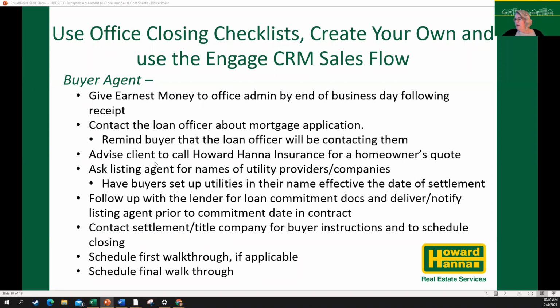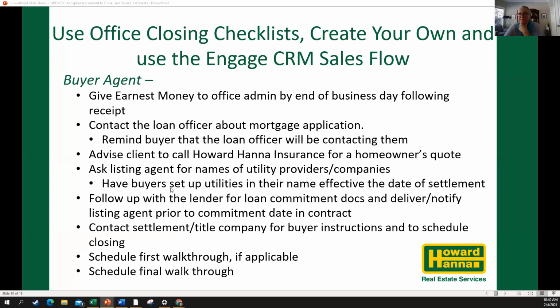Let's see, where were we? Advise the client to call the insurance, ask listing agent for names of utility providers. You don't have to ask them. Where can you find it? It's in the tax record usually. It also should be in the MLS. You can ask for it. In ours, it's in the PCD, the property condition disclosure.